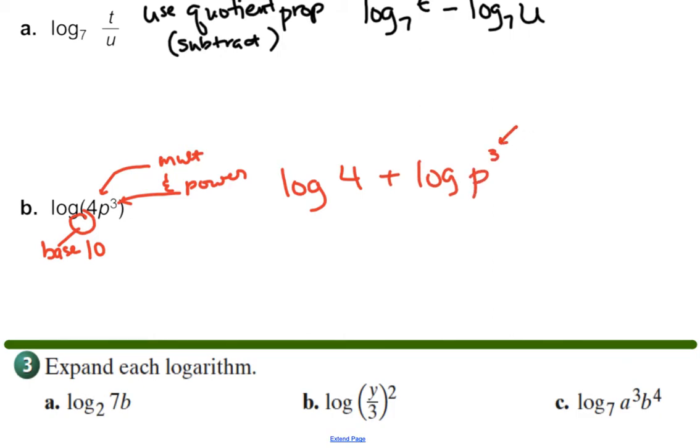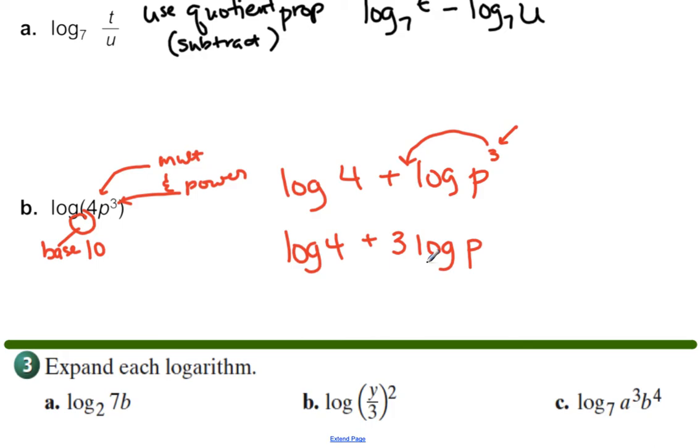Now we need to work with this guy. He's going to come out front. So we have log 4 plus, I was thinking it, I just didn't say or write it, 3 log p. And that's it.